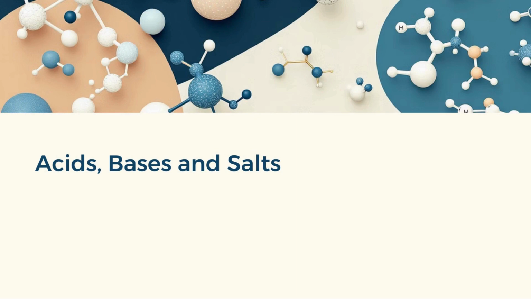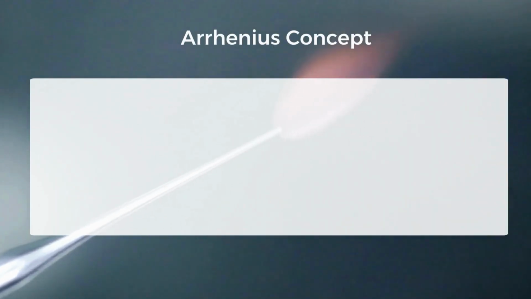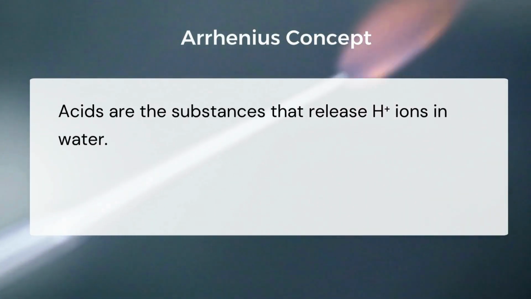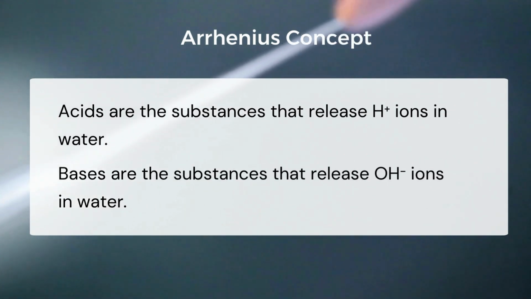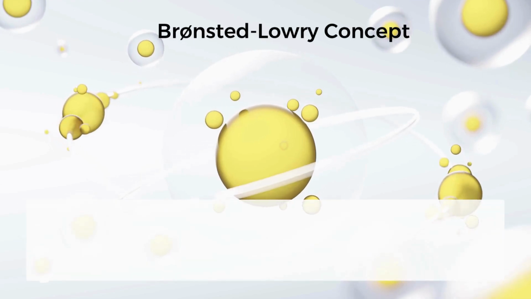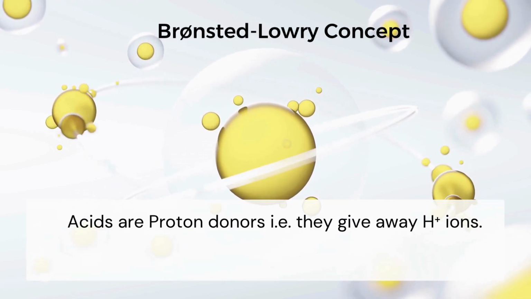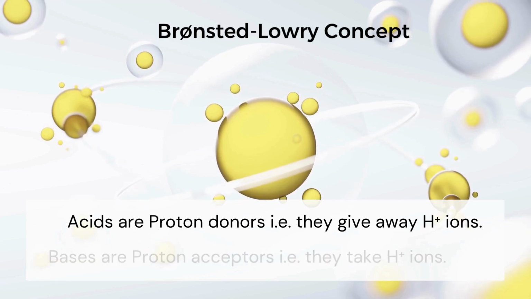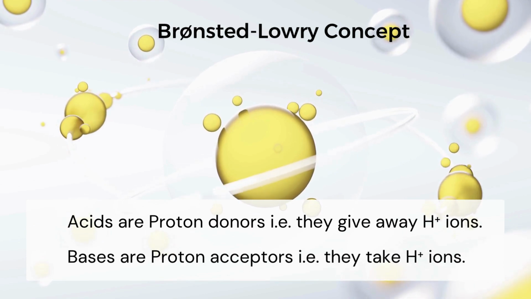There are three main concepts that help us understand acids and bases: the Arrhenius concept, the Bronsted-Lowry concept, and the Lewis concept. According to the Arrhenius concept, acids are substances that release H plus ions in water. Bases are substances that release OH minus ions in water. The Bronsted-Lowry concept is a bit more general. It says acids are proton donors. That means they give away H plus ions. Bases are proton acceptors. That means they take in H plus ions.